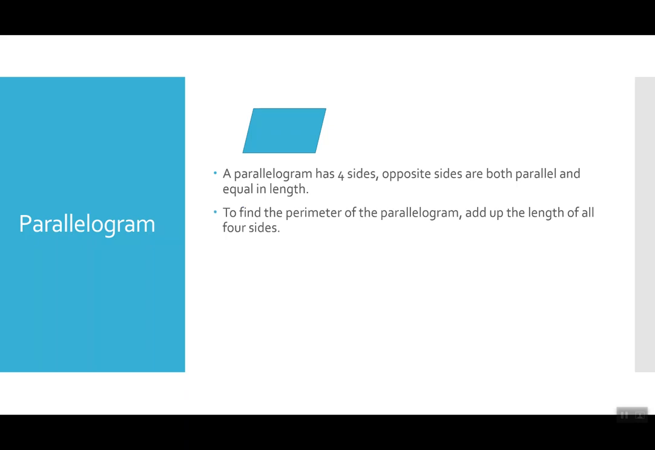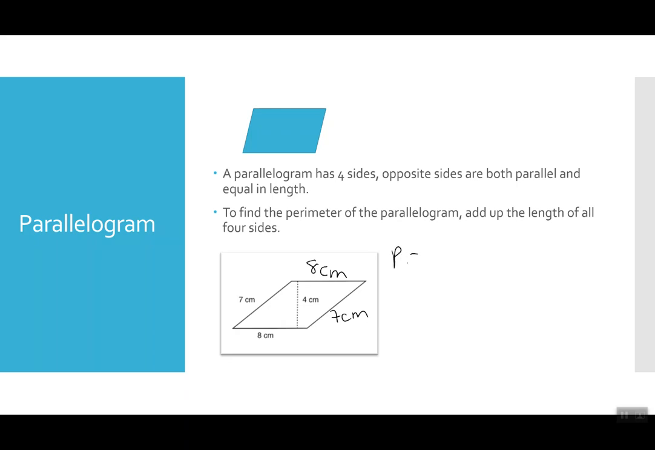To find the perimeter of a parallelogram, we are going to add up the length of all 4 sides. In our figure, I have 7 centimeters and 8 centimeters, and then 4 centimeters inside. We'll ignore the 4 for now, but I'm going to repeat the 8 to the parallel side and repeat the 7 to the parallel side. It's often helpful with 4 sides to see 4 numbers, that way you add them all up. Our perimeter will be 8 plus 7 plus 8 plus 7.